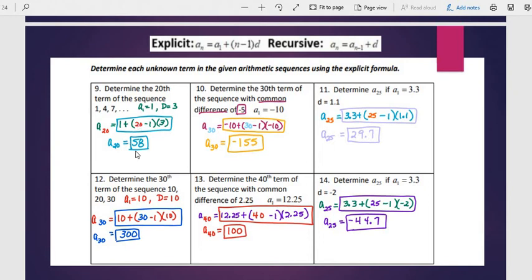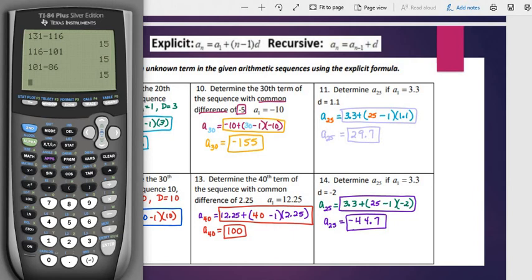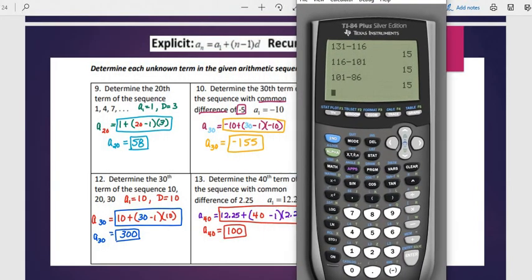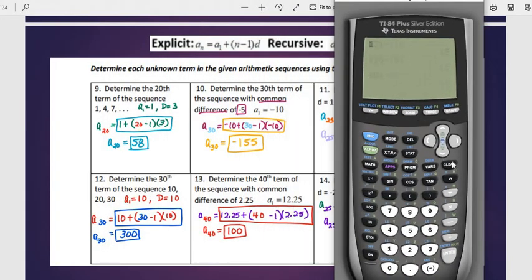Now, once I have this, I substitute in a 20 and a 20 right there, and these two must match exactly. I'm going to put this part exactly like I said into my graphing calculator. I'm going to put in 1 plus parentheses 20 minus 1 parentheses 3, close it off, and there is my answer, 58. So the 20th term is 58.